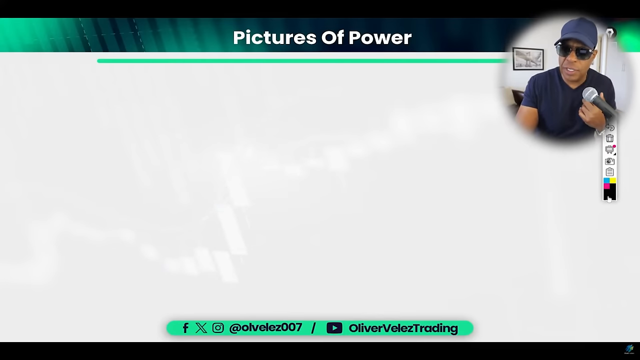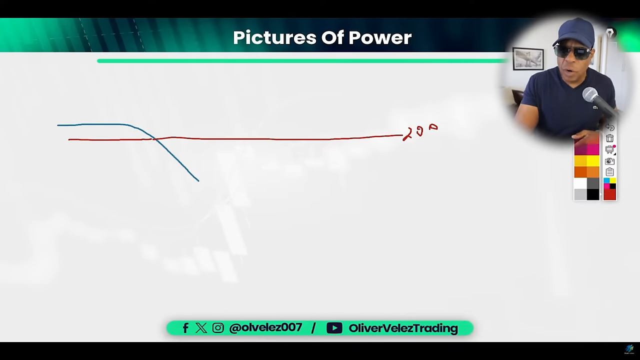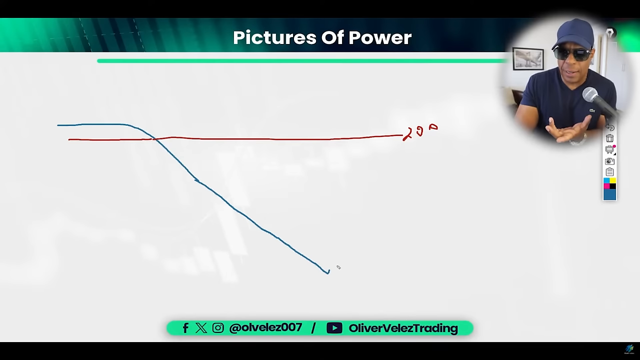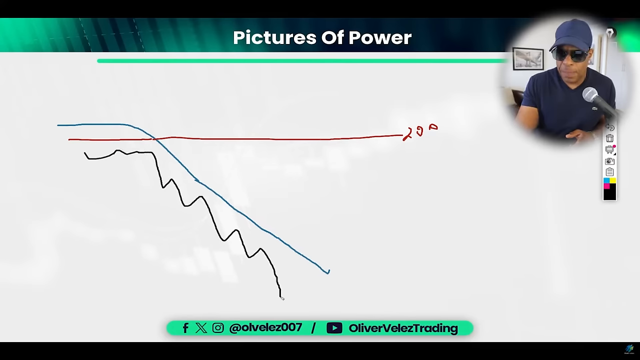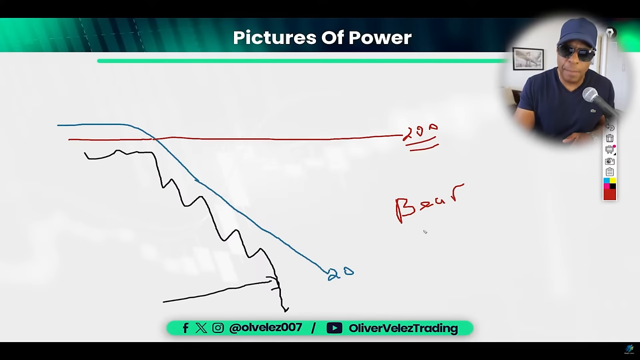Your bear picture of power is just the opposite, right? You have a flattish 200. Your 20 might start here, and your 20 starts to separate itself from the flattish 200. And we go from a relatively flat state to a trending state where your 20 is being separated and your stock is underneath, falling. All right? So in this case, your stock is under a declining 20 period moving average, and your declining 20 period moving average is under a flattish 200 period moving average. And this is the bear picture of power.